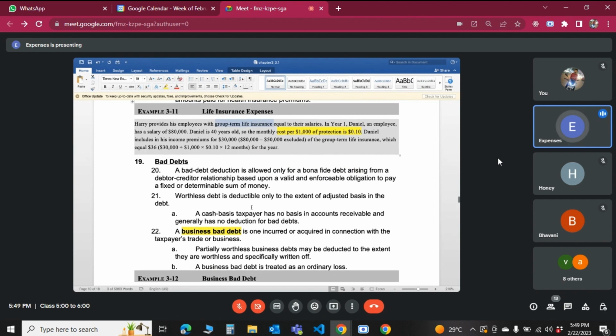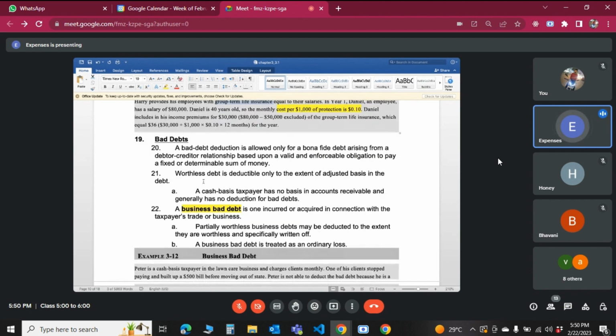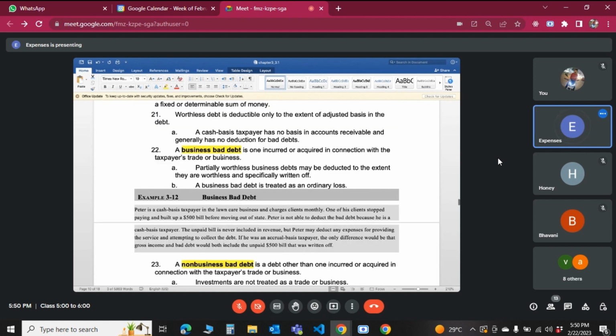Bad debts, yes, bad debts is allowed. If you're an accrual basis taxpayer, it makes sense to even deduct bad debts as an expense. And later, if you recover that, we need to add that up as an income. But if the books are on cash basis, there is no question of bad debts, right? Because we are not even taking that as an income in the first place.